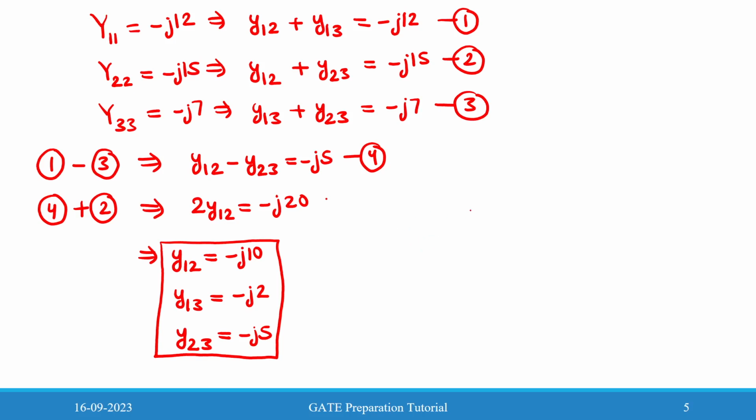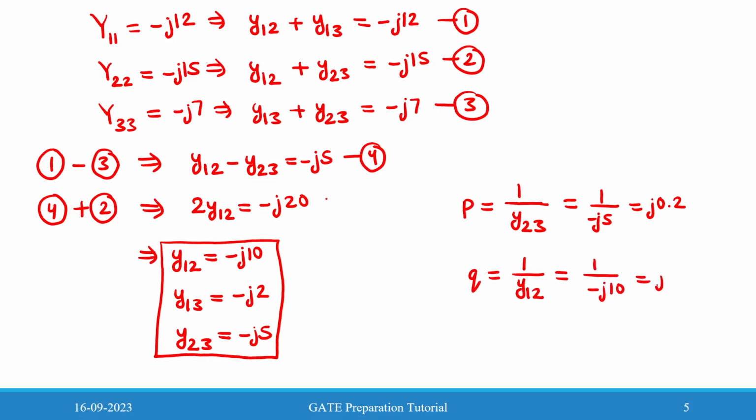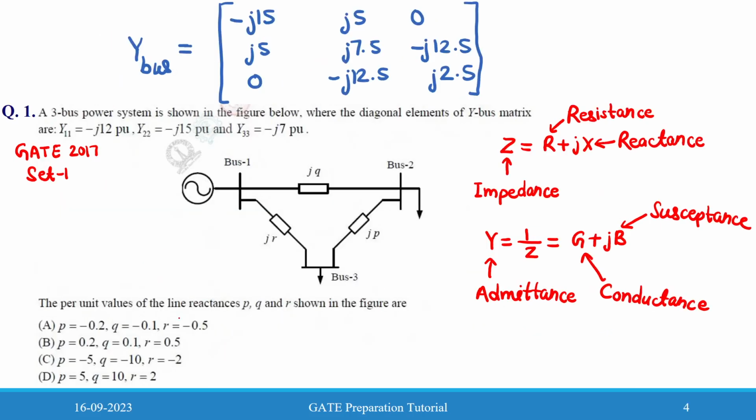So from the figure, it is given that P is the reactance. So it will be the reciprocal of the admittance y23, because P is connected between buses 2 and 3. So this will be 1 divided by minus j5. This comes as j0.2. And Q is connected between bus 1 and bus 2, so this will be j0.1. And R is connected between bus 1 and 3, so this will be j0.5. So which is the correct option from the options given? B is the correct option.